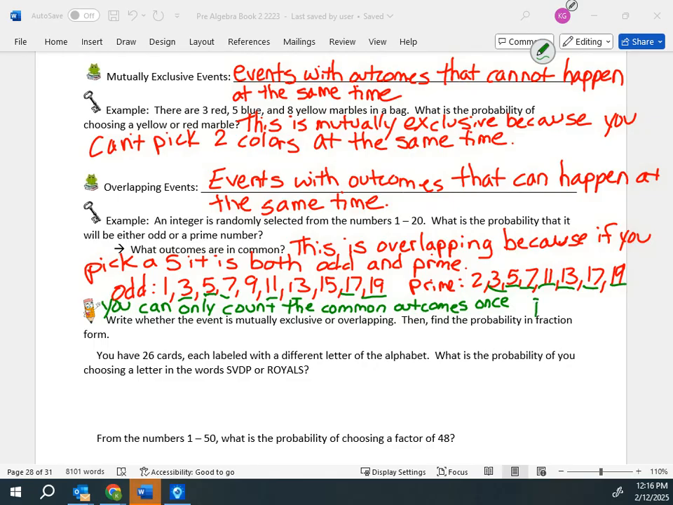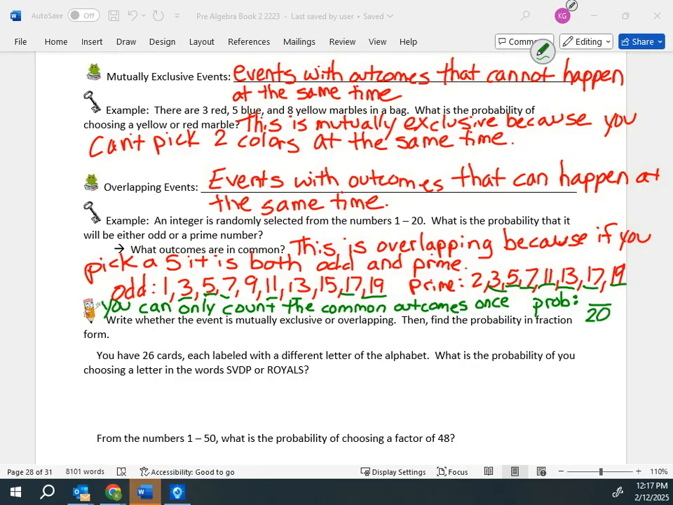So what would our probability be? What is the probability of pulling an odd or a prime? Numbers 1 to 20. What do we know is going to be our bottom number? What is the total possible outcomes? How many possible outcomes do we have if we have numbers 1 to 20? Robbie? 20. So we know on bottom it's going to be 20.